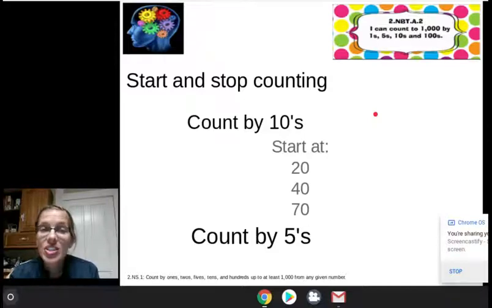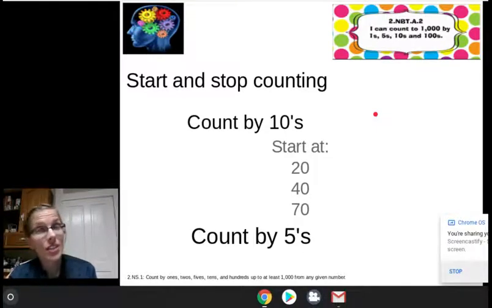All right, guys, you're going to start counting at 20, and I want you to count by tens, all the way up to 100. 20, 30, 40, 50, 60, 70, 80, 90, 100. Now start at 40, counting by tens. 40, 50, 60, 70, 80, 90, 100.